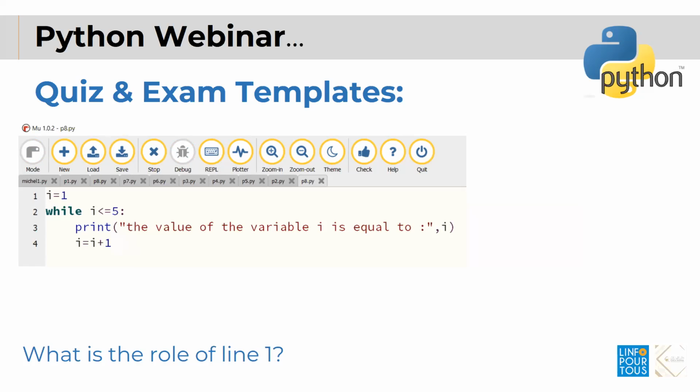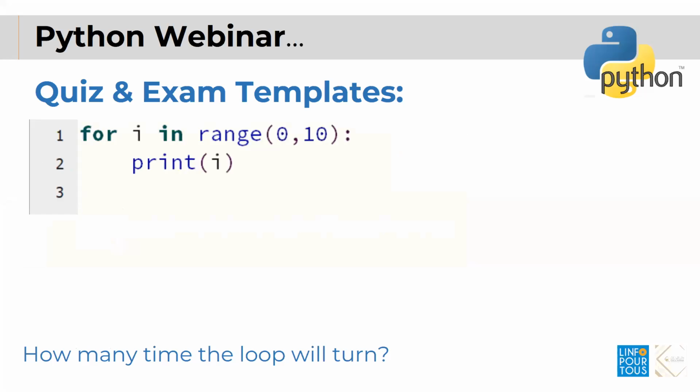What is the role of line 1, i equal 1? I believe the answer is to initialize the value of i before starting the while. What is the role of line 4? It's the incrementing of the variable, i equal i plus 1. How many times will the loop turn? They have to try it, and they will tell you, since it's i less than or equal to 5, and since we are starting from 1, so 1, 2, 3, 4, 5 times. And we'll pass to the other command of the loop.